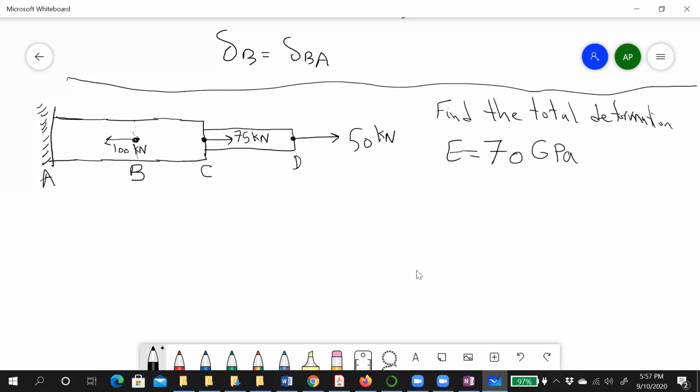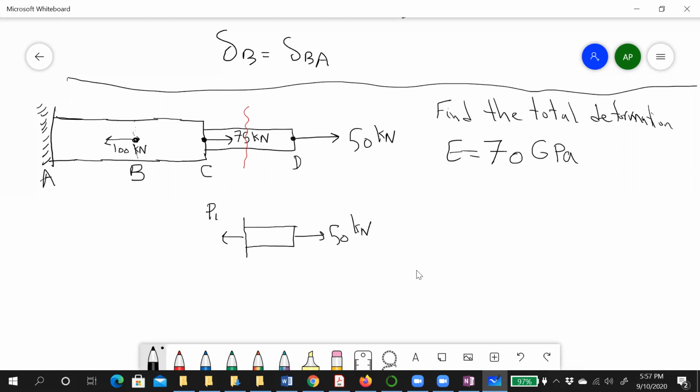So let's first make a section somewhere here, between D and C. Now we are in the statics. We are in the statics, just 50 kilonewton, and this force we can call P1 or FCD, anything you can just write.